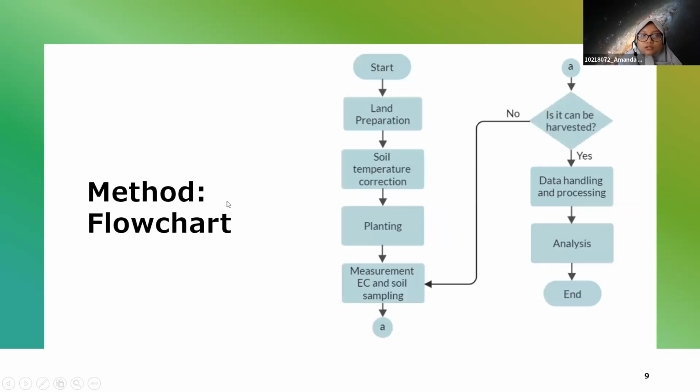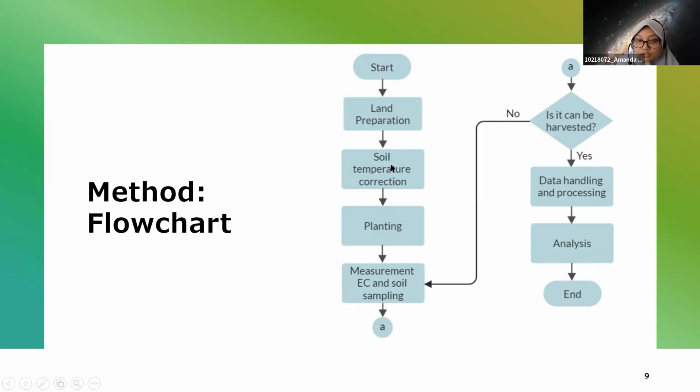The research process begins with land preparation. The field is divided into several parts, and every part has a different treatment of fertilization and cover crops. After that, we conduct soil temperature correction, because soil conductivity is related to soil temperature. So this process becomes important.